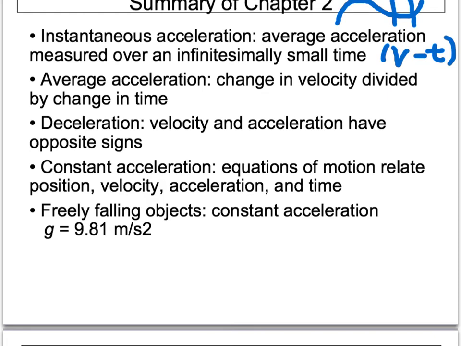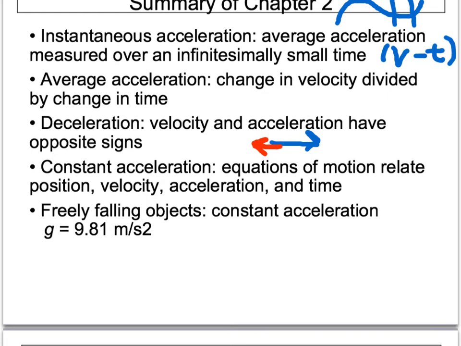People typically use the word deceleration to mean decreasing velocity, and that's where your velocity is going one way and your acceleration is pointing the opposite way. So whenever you have deceleration, your acceleration points opposite your velocity, and you usually would just call that negative acceleration.